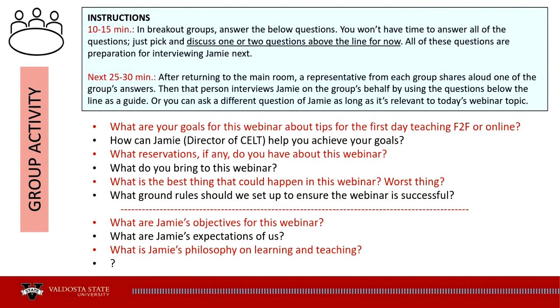So let's now do our large group discussion. There's a reason we're doing this very specific activity. I'd love to have a representative from the groups. We're not going to be able to go through all the groups, so maybe only three. Raise your hand, then unmute yourself and share aloud one of your group's answers to the questions above the dotted line. Then look at the questions underneath the line and ask me one of those.